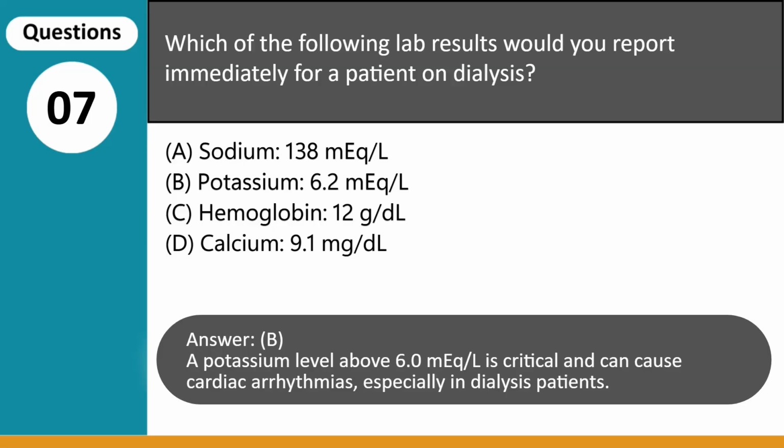Answer: B. A potassium level above 6.0 milliequivalent/L is critical and can cause cardiac arrhythmias, especially in dialysis patients.